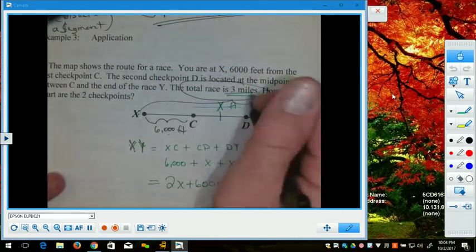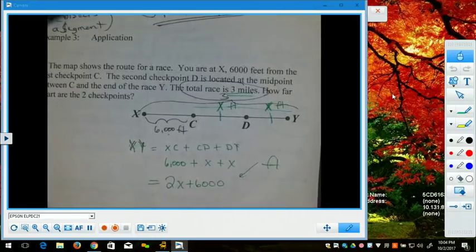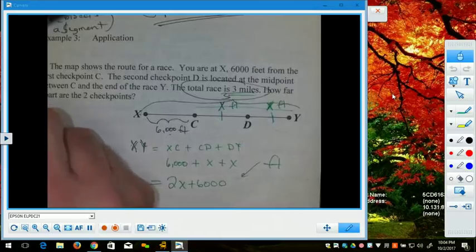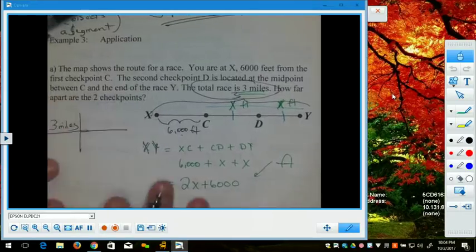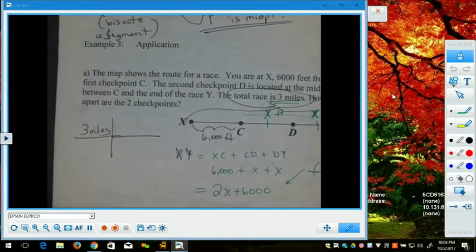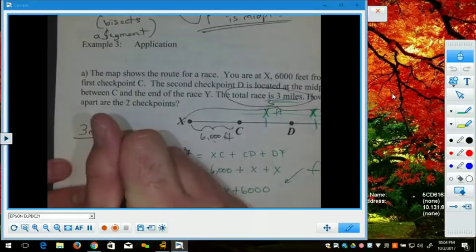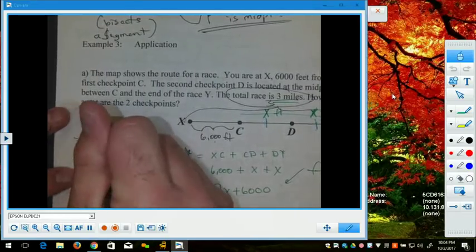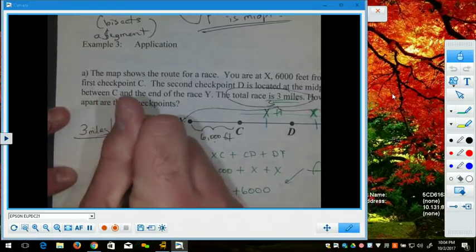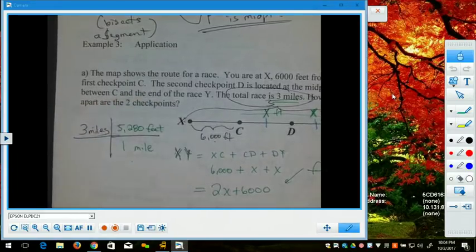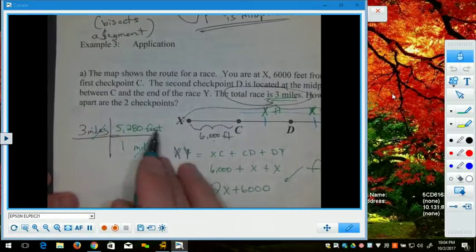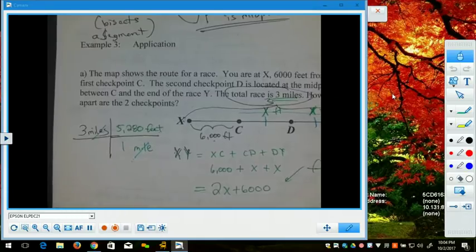The problem is that that's in miles and these are in feet. So I need to convert the 3 miles to feet. So I'm going to say, all right, what's the conversion for miles to feet? 1 mile is equivalent to 5,280 feet. By multiplying by 5,280 feet and dividing by 1 mile, my miles units cancel, and I will be left with the units in terms of feet.